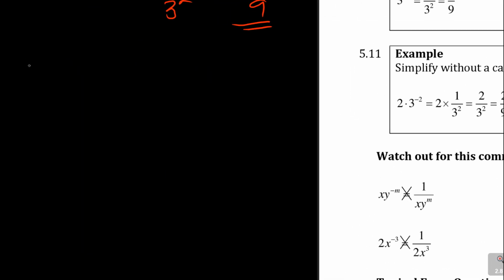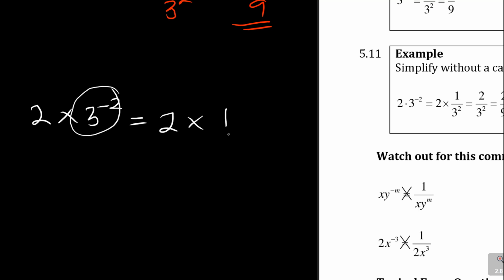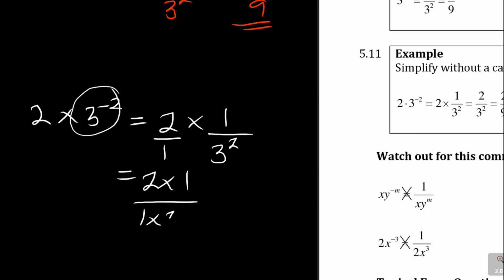Try this other one. If they give you simplify again, 2 times 3 to the power negative 2. Look at this now. This 2, you leave it like that, times this 3, because it is a negative, you say 1 over 3 to the power 2. Do you see that? Now this 2 is same as 2 over 1. So it says 2 times 1 over 1 times 3 squared. It's the same thing. 2 times 1, it's 2 over 3 squared is 9. This becomes 2 over 9.